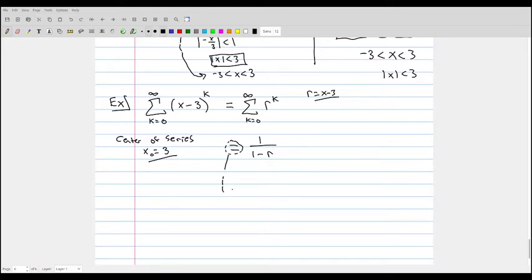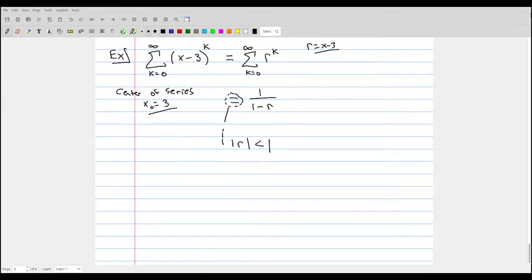whenever the absolute value of r is less than 1, sorry, because r here is coming from this series. Now in terms of x, that means that it converges when the absolute value of x minus 3 is less than 1, or when x minus 3 is between -1 and +1, which is when x is between 2 and 4.